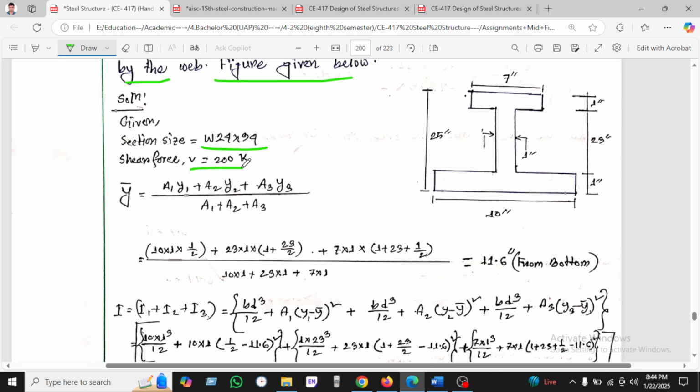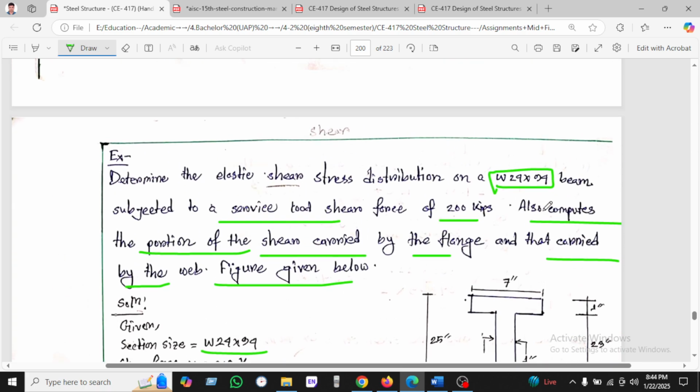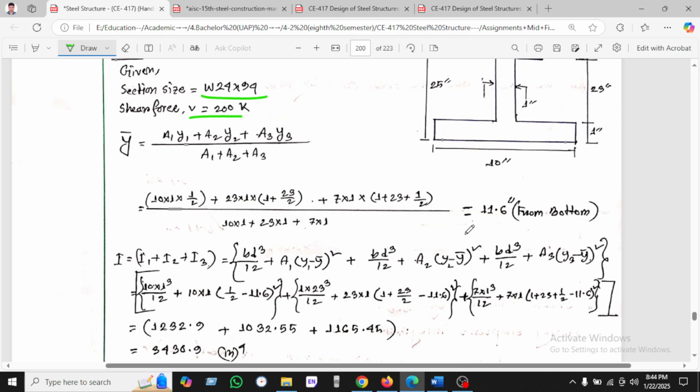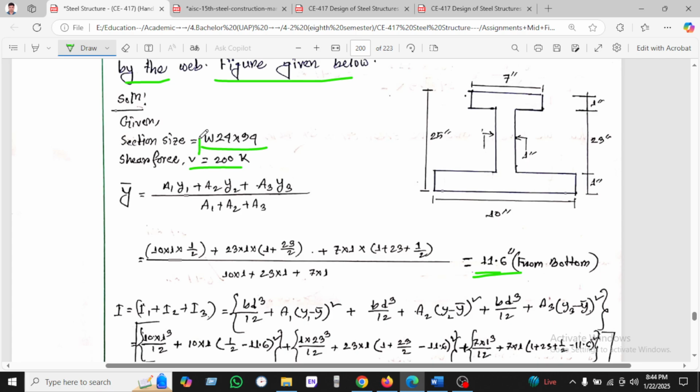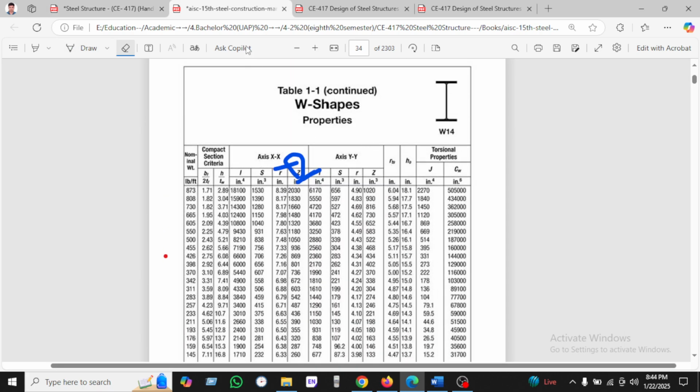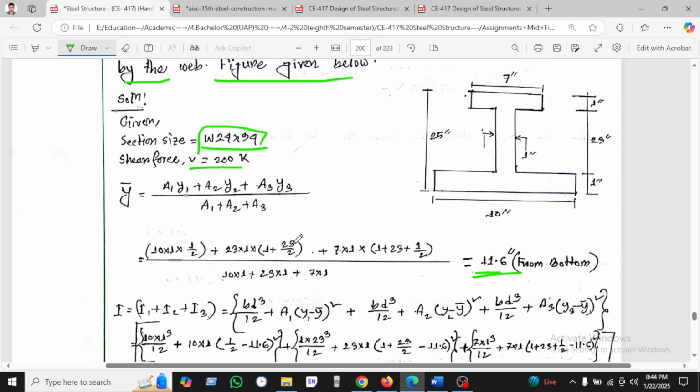So the shear force we have found is 200, as given in the question. We are finding the CG, the y bar, as (A1 y1 + A2 y2 + A3 y3) divided by (A1 + A2 + A3). In this way we can find the y bar. Otherwise, if it is given in a section table, we can use the manual for getting the y bar, but we are using the manual calculation.